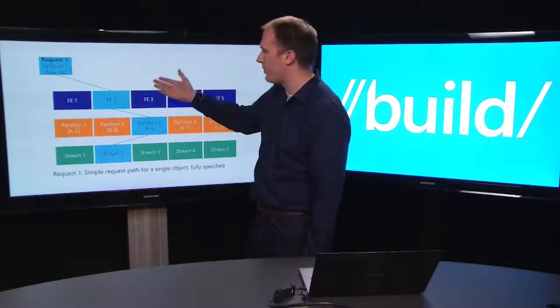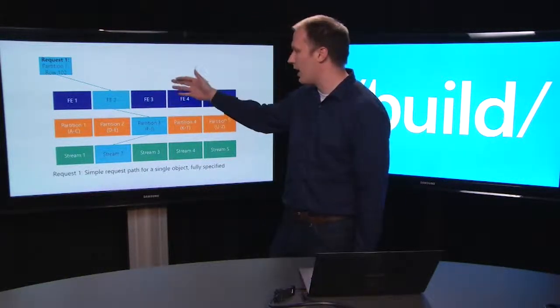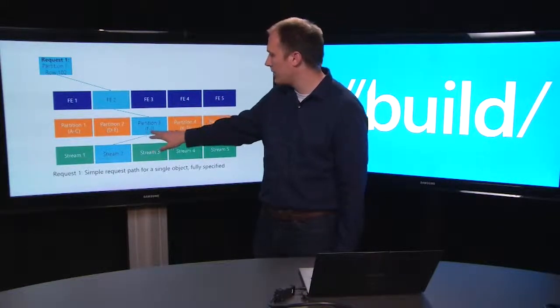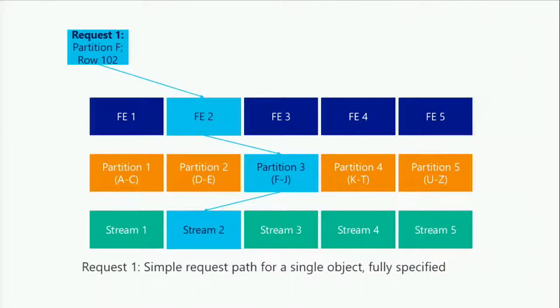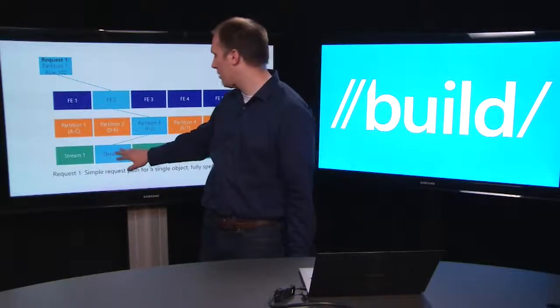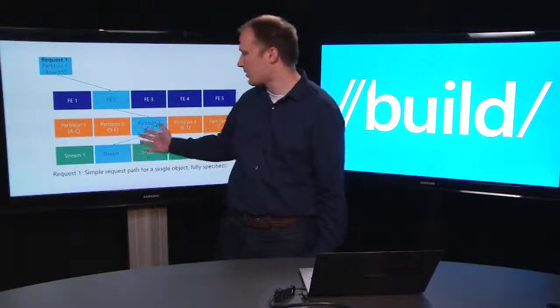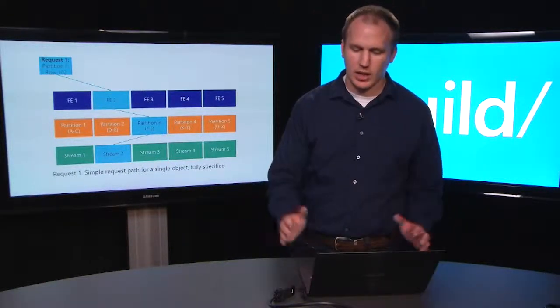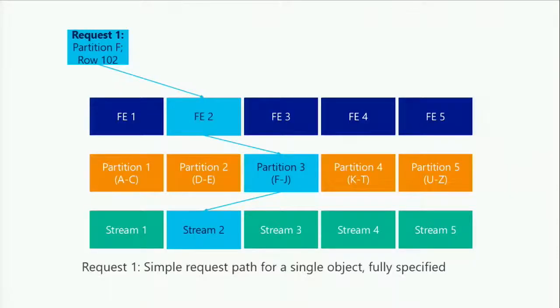This happens to come into front end number 2. It could have gone to any of the front ends. Partition server 3 is hosting partitions F through J right now. And so the request is going to get routed to partition server 3 based on it being for partition F. Then partition server 3 finds out the data is actually hosted on stream server 2, and so it's going to route the data to stream server 2. These are very fast and efficient requests.